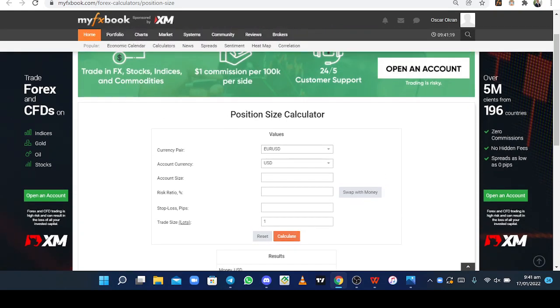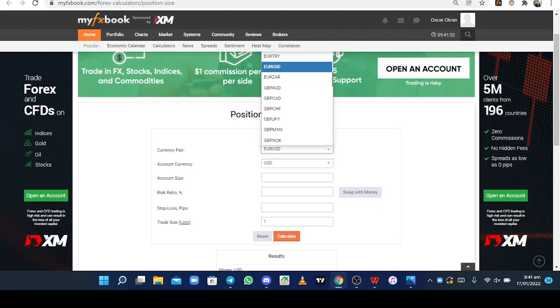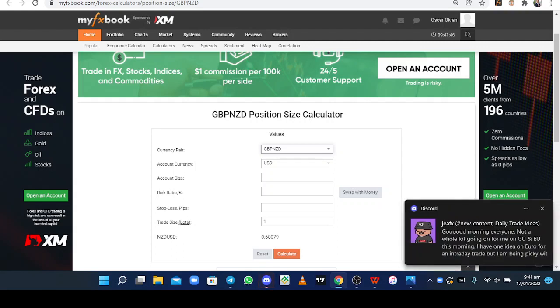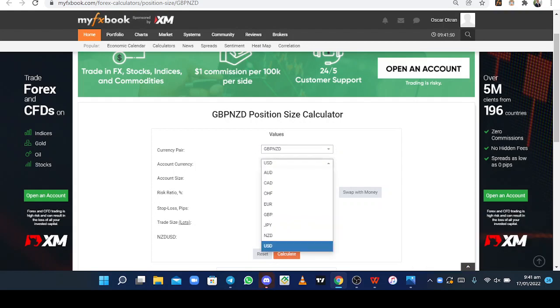What we use this for is to help us calculate the actual lot size based on our risk and our stop loss. Here you just select the currency pair that you trade. Let's say this morning we had GBP NZD. Then the account currency should be the currency that your account is denominated in. If yours is euro, you select euro. If yours is dollar, you select dollar.